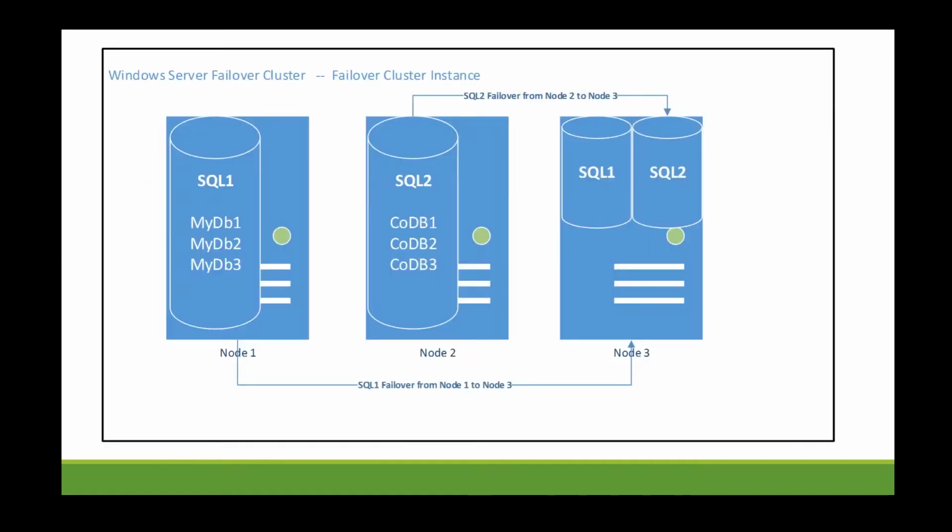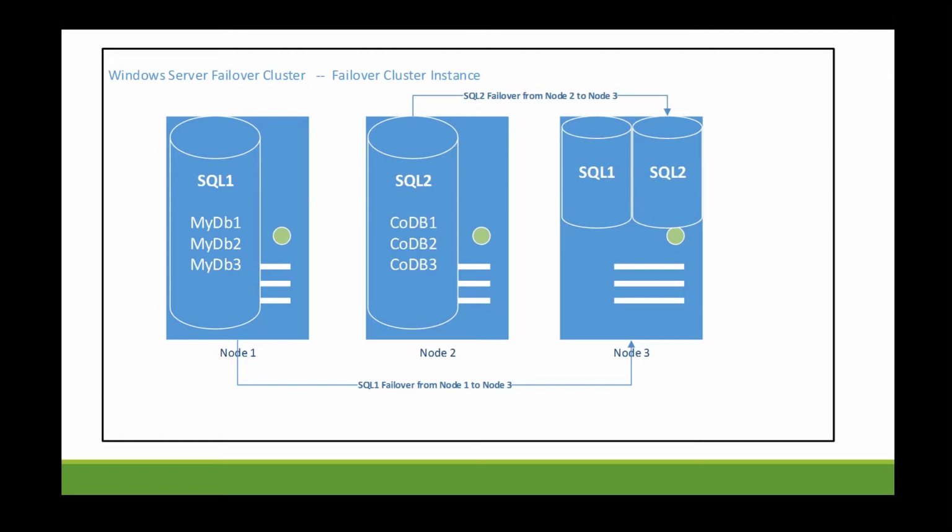All right, so let's take a look at what this looks like. I've been talking about nodes 1, 2, and 3 with my failover cluster instance. Here's what it could look like. Now in this diagram, I'm not using all 3 nodes for standalone SQL Server installations. Node 1 has a SQL Server called SQL 1 on it. Node 2 has a SQL Server named SQL 2 on it. I have configured these SQL servers to be able to fail over to Node 3.